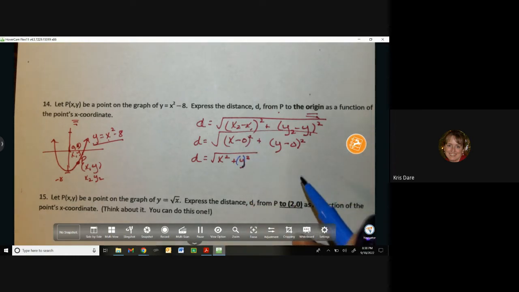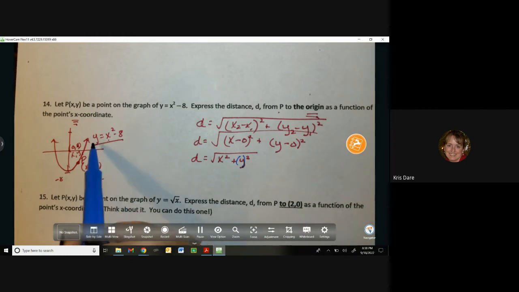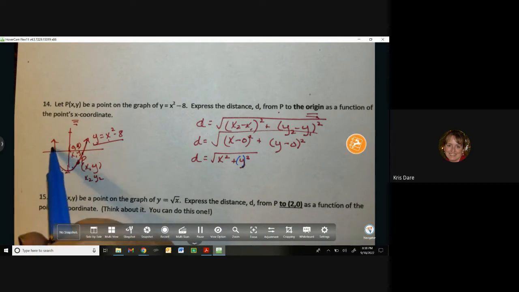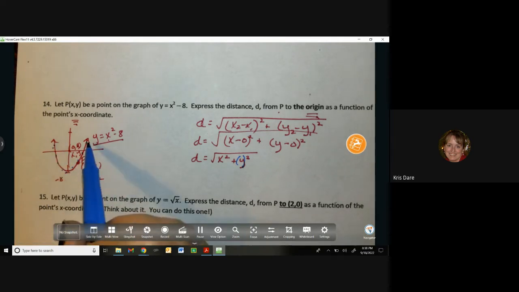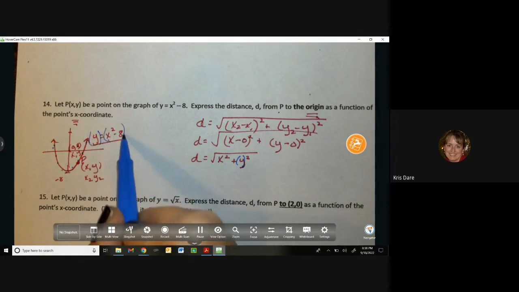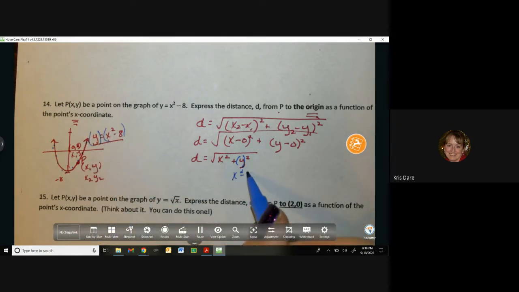Well, remember, they gave us this expression that tells me the relationship between every x and y coordinate on this parabola. So if I don't want y's, then in place of y, I can just put in x squared minus 8, because that's how you get y on that parabola. Okay, so I'm putting that in for the y, so I still have to square it.